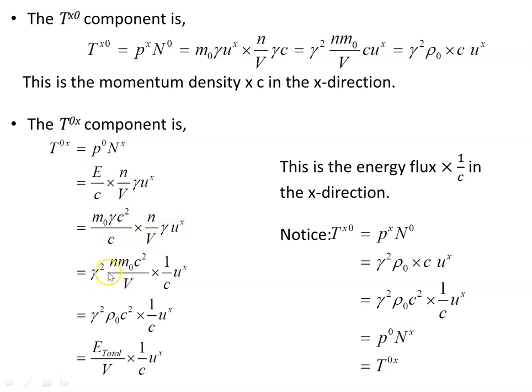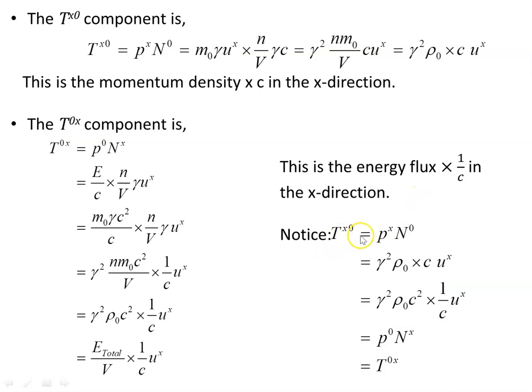Collect the gammas: gamma squared n m0, so that's our mass here, times c squared all over v times 1 on c. Now this is our energy, because it's got the c squared factor, it's our energy density times 1 on c in the x direction. So E total on V times 1 on c ux, and this is the energy flux times 1 on c in the x direction.